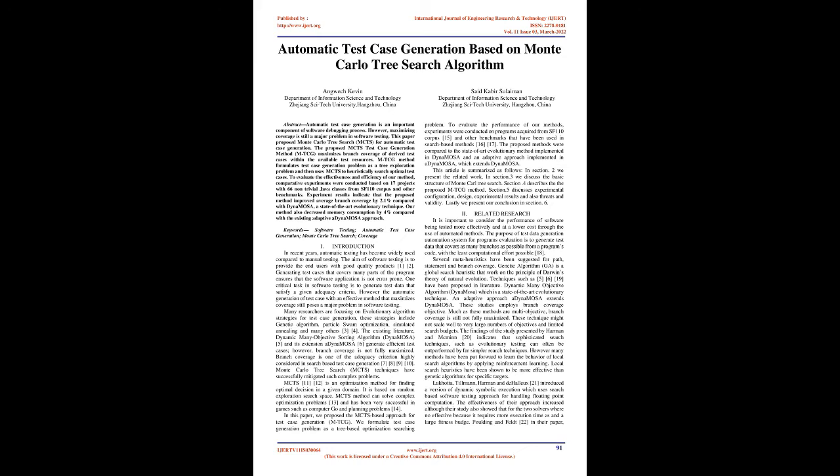The proposed MCTS test case generation method, M-TCG, maximizes branch coverage of derived test cases within the available test resources. The M-TCG method formulates the test case generation problem as a tree exploration problem and then uses MCTS to heuristically search for optimal test cases. To evaluate the effectiveness and efficiency of our method, comparative experiments were conducted based on 17 projects with 66 non-trivial Java classes from the SF110 corpus and other benchmarks.